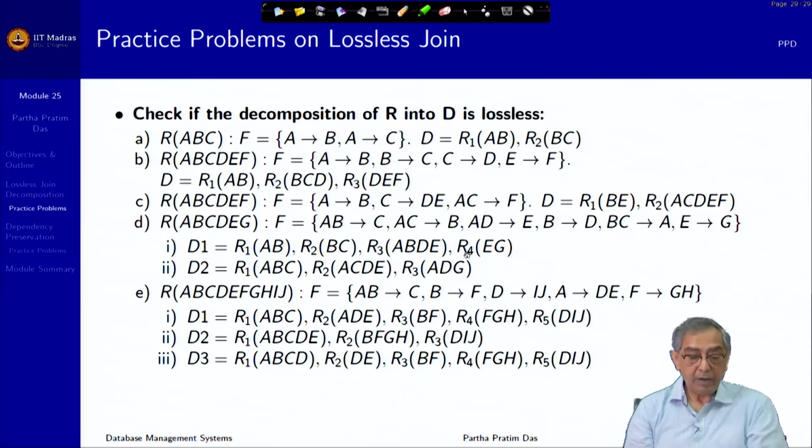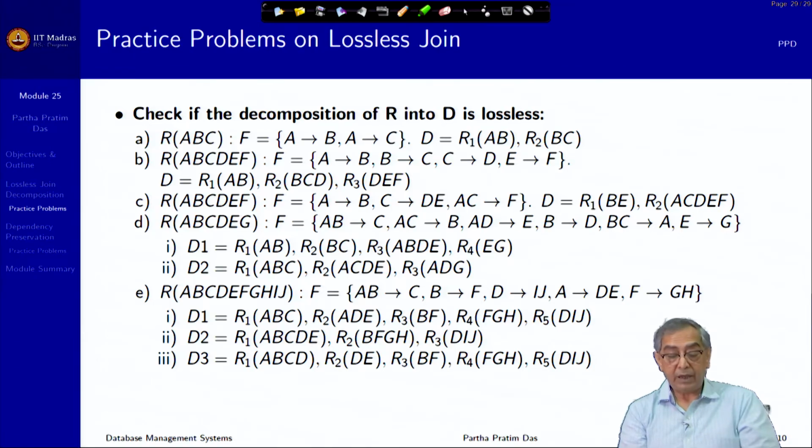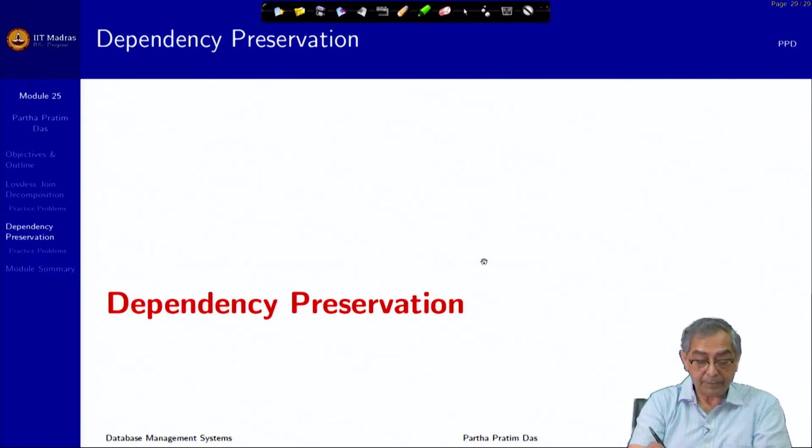Right? So, there are a couple of practice problems on lossless join. You have to work through this. Different functional dependencies for different relational schemas are given with the decomposition, and you have to check and tell whether it is lossless or not, applying the rules just to get practiced.